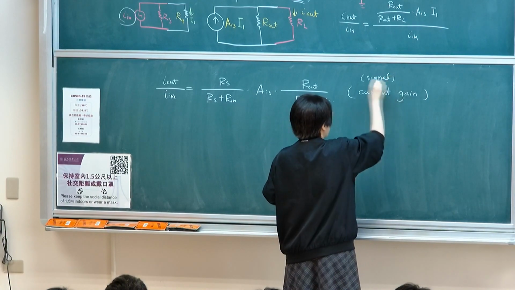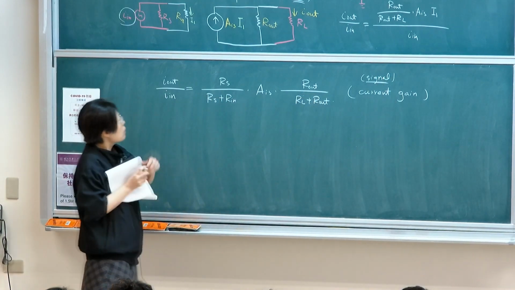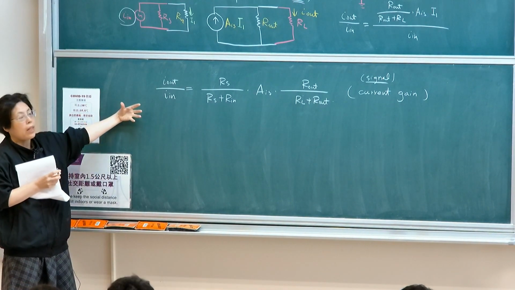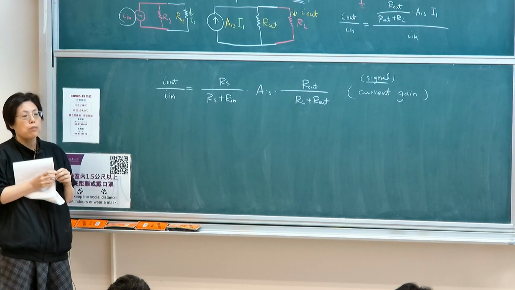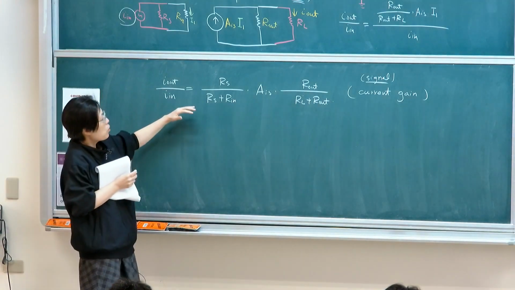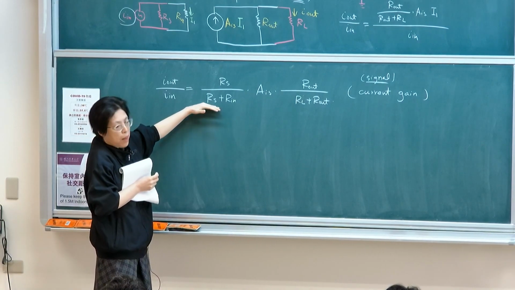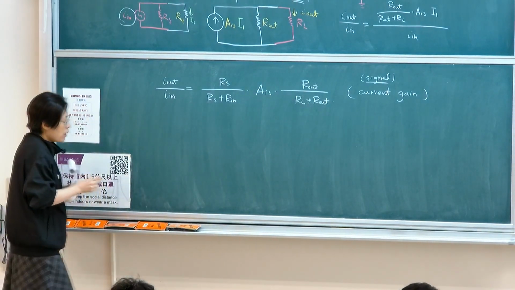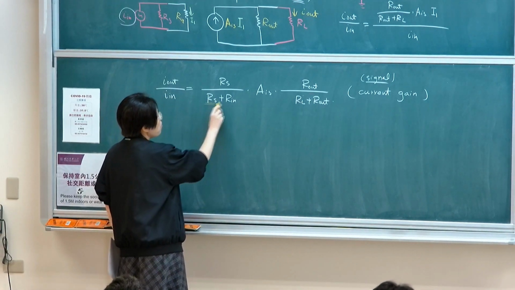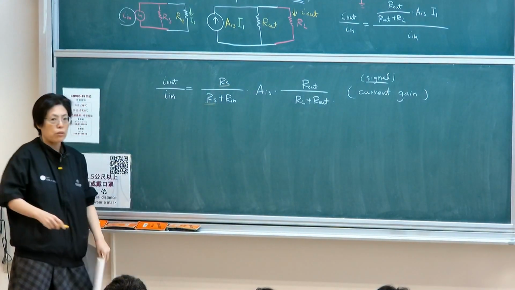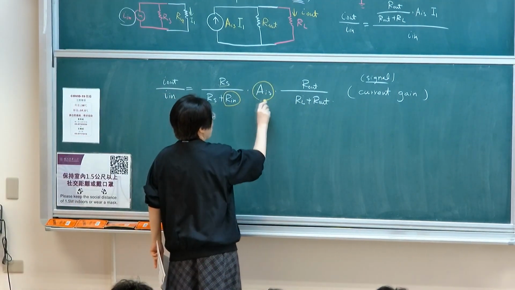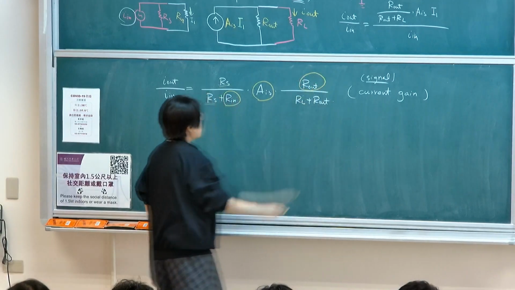Because my signal now becomes current, therefore it's current gain: output current versus input current. How much current gain can I obtain by using this current amplifier? So you basically want to maximize this. If you look at this, these are parameters based on your setting environment, but these are the parameters we can design, 3 parameters we can design.